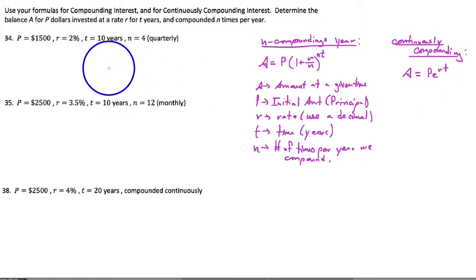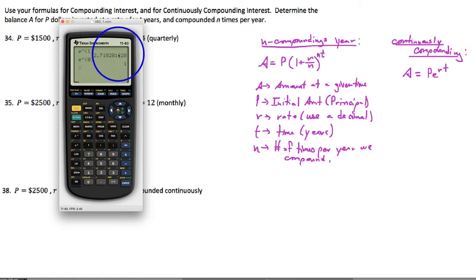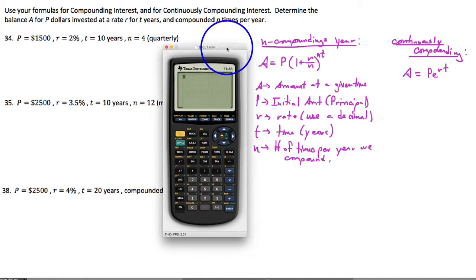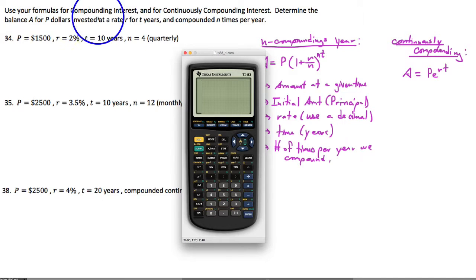So let's take a look at a couple that compound n times a year. We'll just do our plug and chug. I really want to talk about how you would get this into a calculator, so this won't take a long time. We say that using our formulas for compounding interest and for continuously compounding interest, determine the balance A for P dollars invested at a rate of r for t years and compounded n times per year.